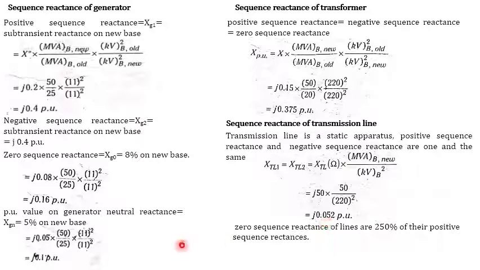Then what is the zero sequence reactance? It is mentioned in the problem that the zero sequence reactance of the transmission line is 250 percent of its positive sequence reactance. We got this value, so we need to multiply by 250 percent of that, that is nothing but 2.5 into 0.052. So we'll get 0.13 per unit, because it is mentioned in the data.